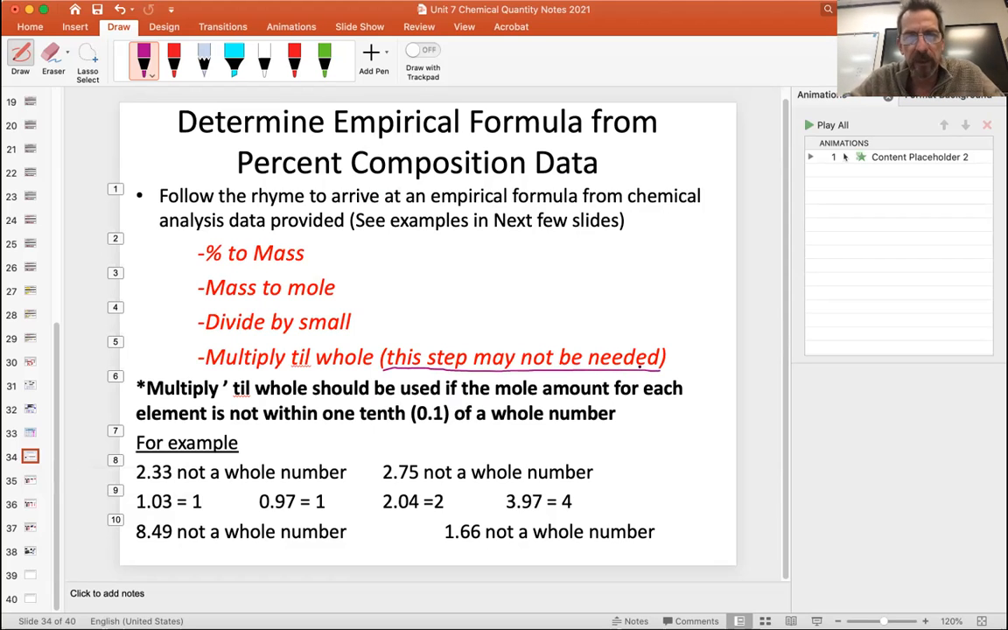So, if we had a little beatbox going, percent to mass, never mind, mass to mole, divide by small, multiply to a whole. So those are the steps that get us to think about how we do this.